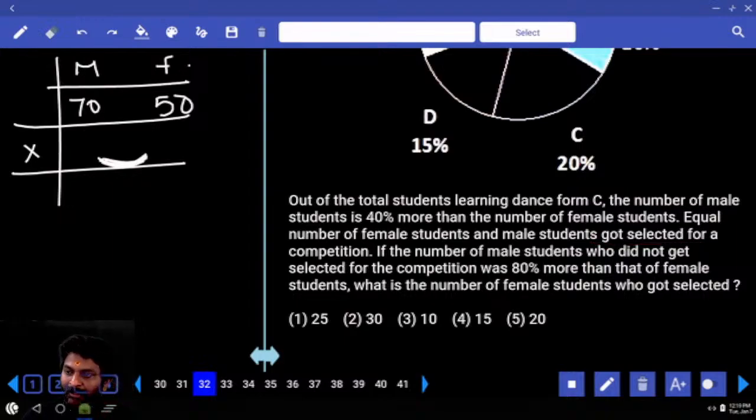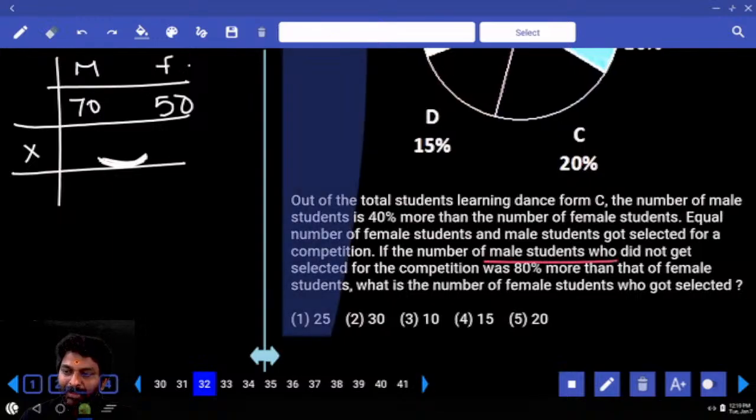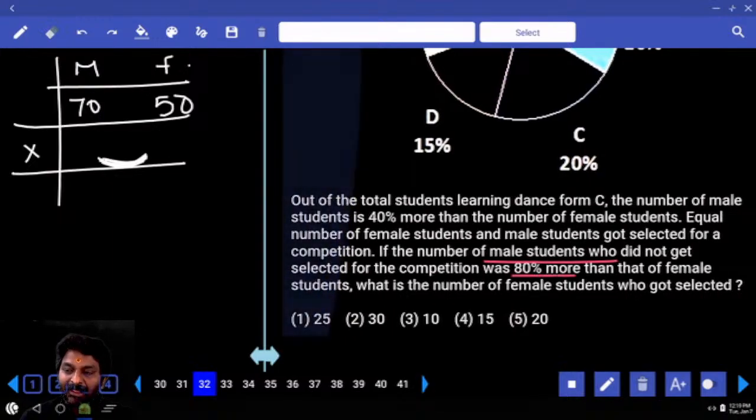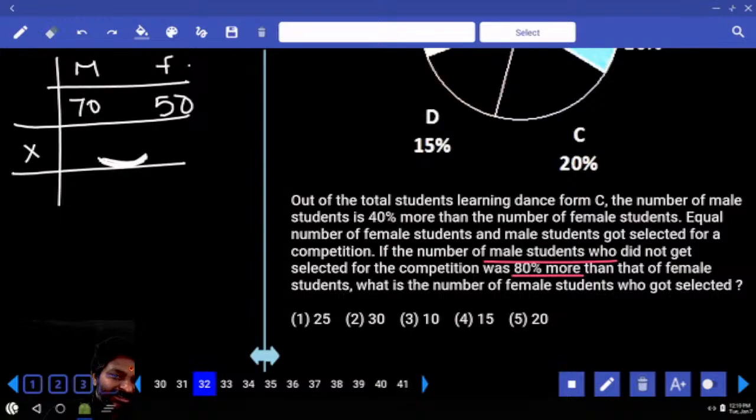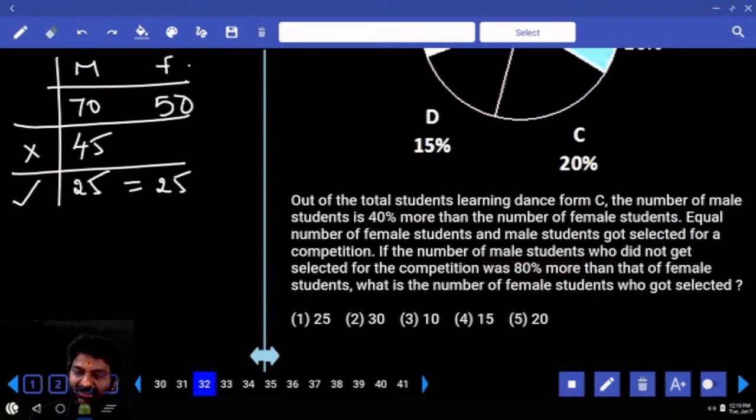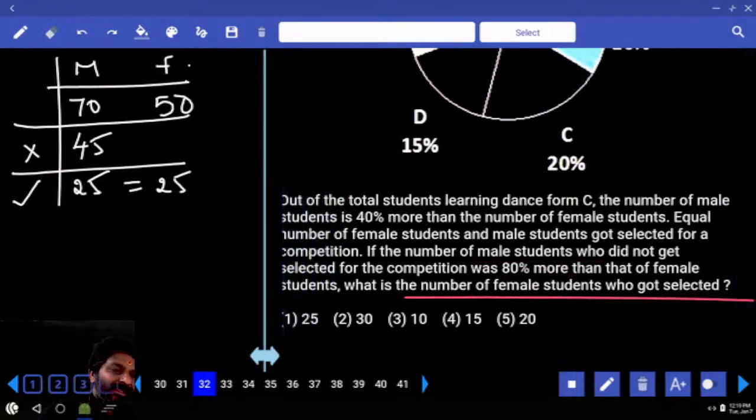Am I right? Now it is said that male who did not get selected are 80% more than female who did not get selected. If female are 100%, male will be 180%. Ratio 9:5. Difference how many parts? 4 parts, which is equal to 20. Then 1 part? 5. 9 parts? 45. Then how many are selected? 25. Equal number of male and female get selection, right? Now the question is, what is the number of female selected? Either it is male selected or female selected. Answer is 25.